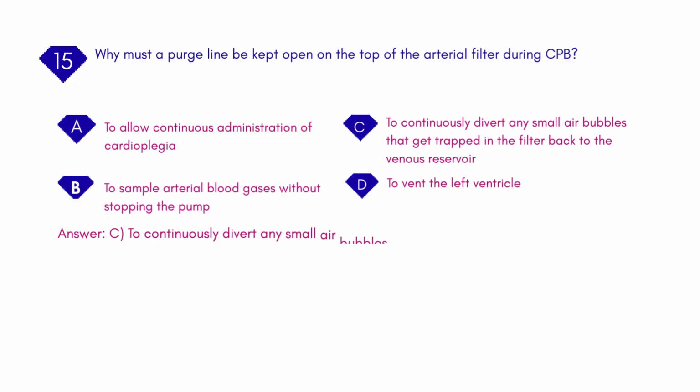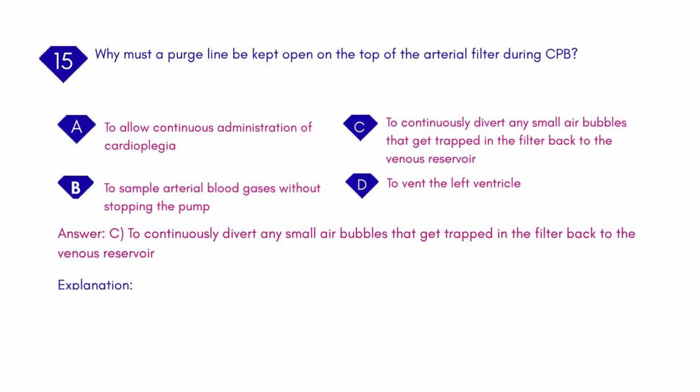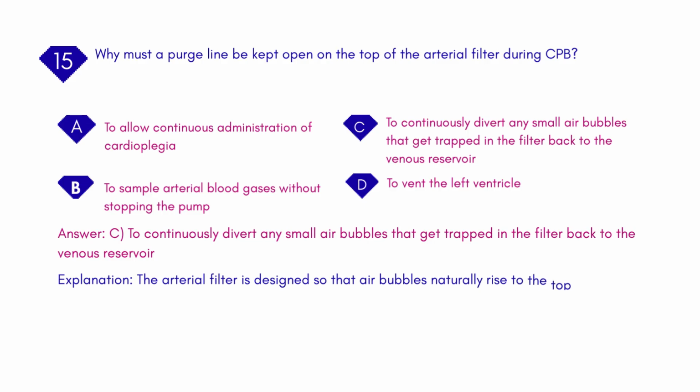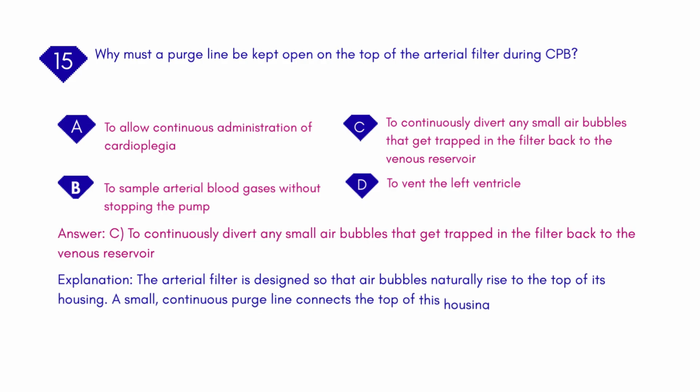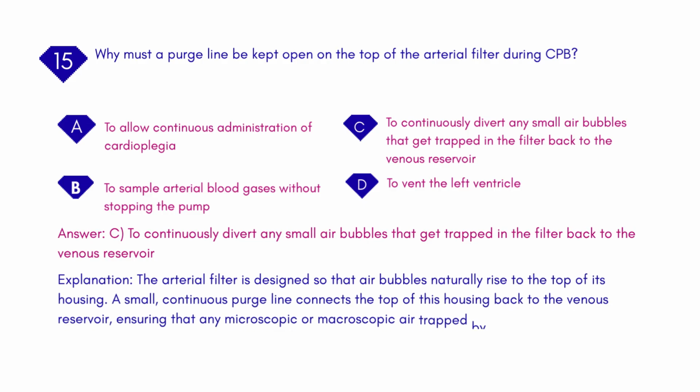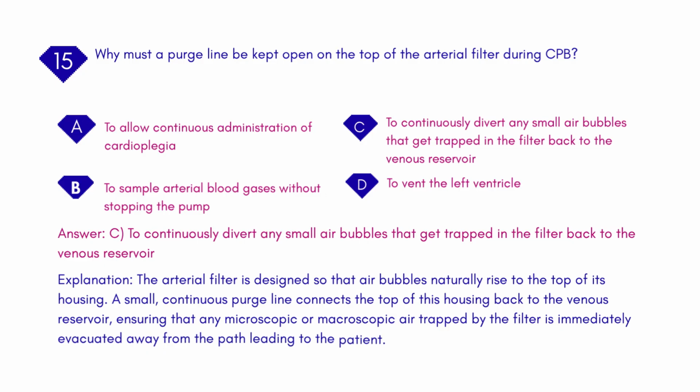Answer: C. To continuously divert any small air bubbles that get trapped in the filter back to the venous reservoir. Explanation: the arterial filter is designed so that air bubbles naturally rise to the top of its housing. A small, continuous purge line connects the top of this housing back to the venous reservoir, ensuring that any microscopic or macroscopic air trapped by the filter is immediately evacuated away from the path leading to the patient.